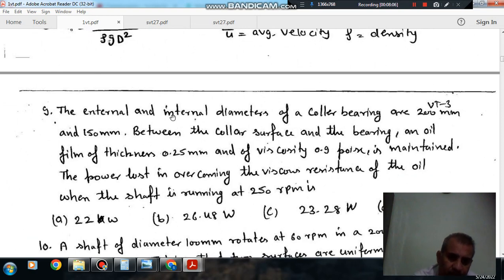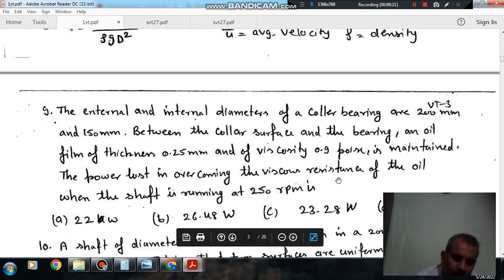Next, the external and internal diameter of a collar bearing are 200 mm and 150 mm. Between the collar surface and the bearing, an oil film of thickness 0.25 mm and viscosity 0.9 poise is maintained. The power loss in overcoming the viscous resistance of the oil when the shaft is running at 250 rpm is: option A, 22 watt; option B, 26.48 watt; option C, 23.28 watt; and option D, 22.12 watt.